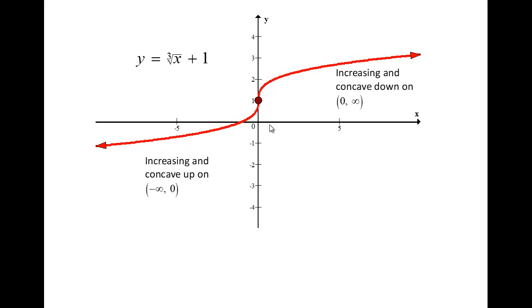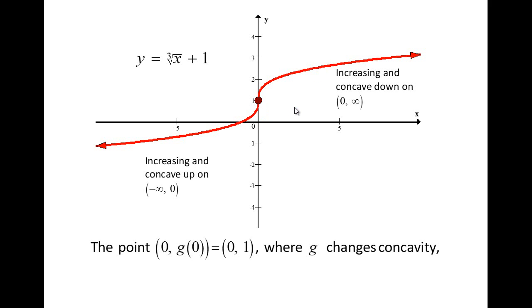I also want to mention, which we're going to see in a bit, that at the point (0, 1), the concavity changes from concave up to concave down, and such a point is called an inflection point. That is, it's a point where the concavity changes. So the point (0, 1), which is (0, g of 0), is the point where the concavity changes, and this is called an inflection point of g.